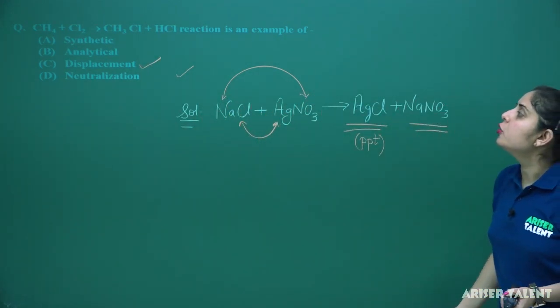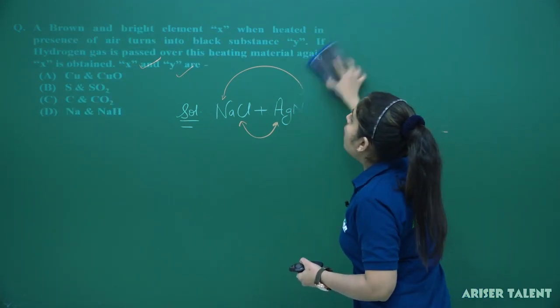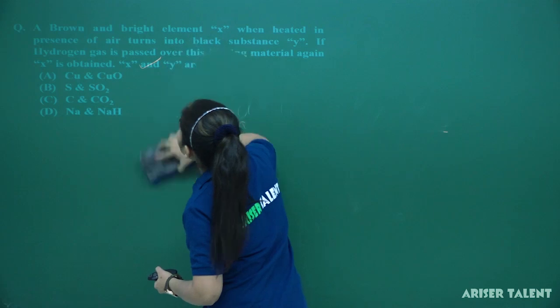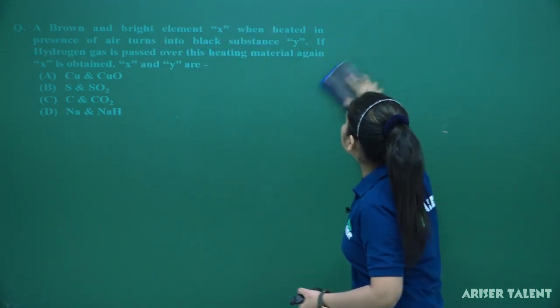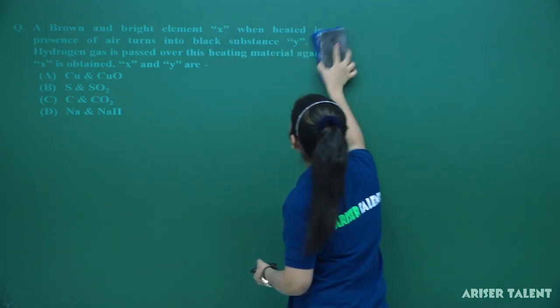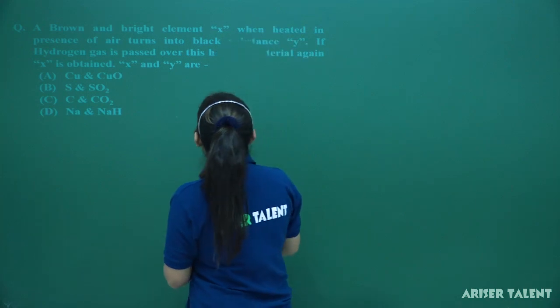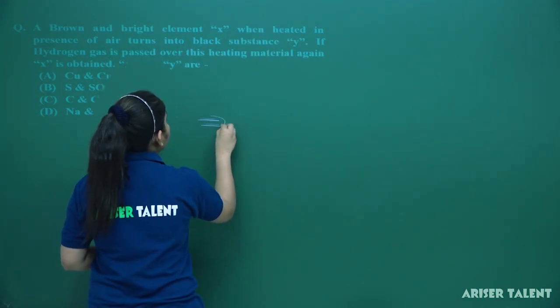Now we are on our third question. A brown and bright element X, when heated in the presence of air, turns into the black substance Y. If hydrogen gas is passed through the heated material, X and Y is obtained. So we have a brown and bright element, that is X.